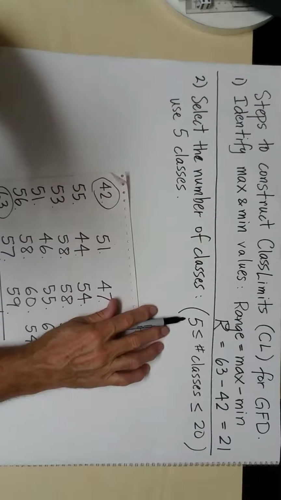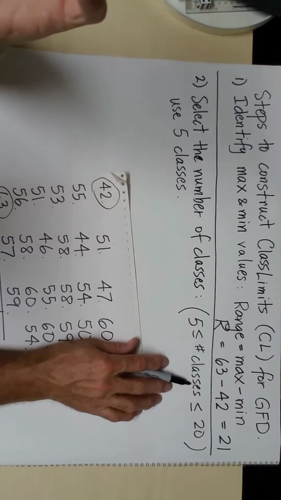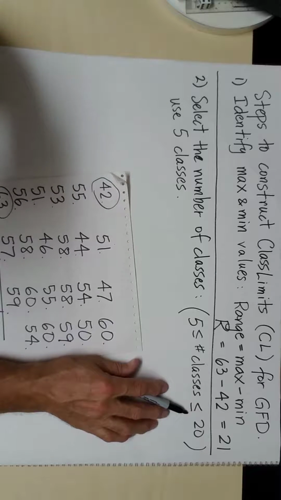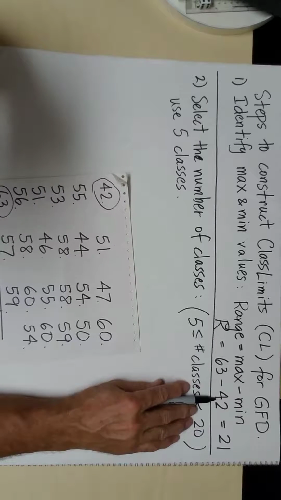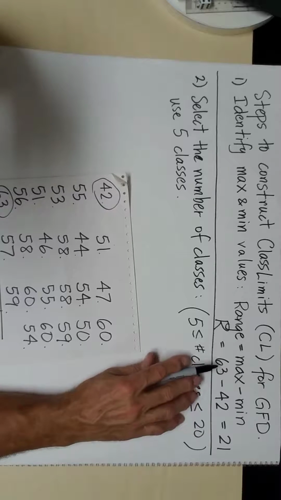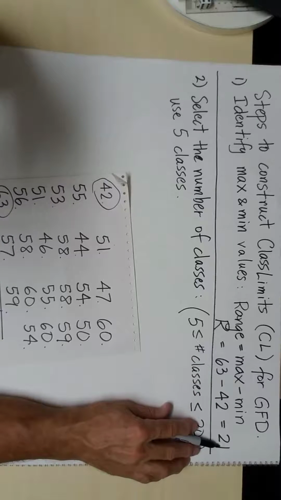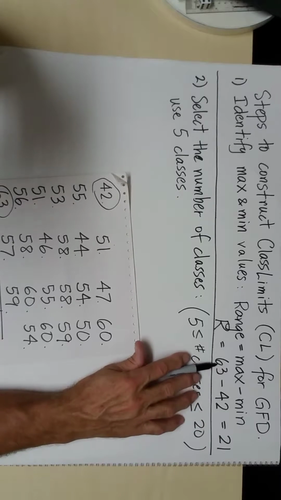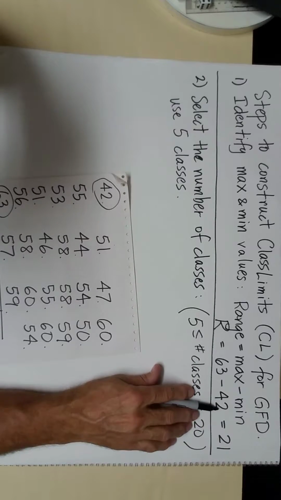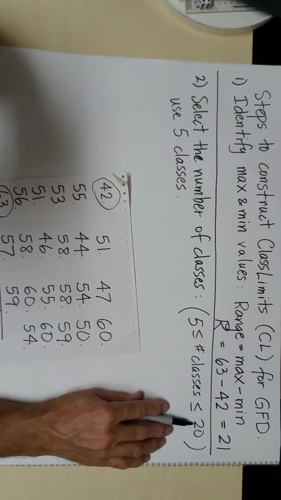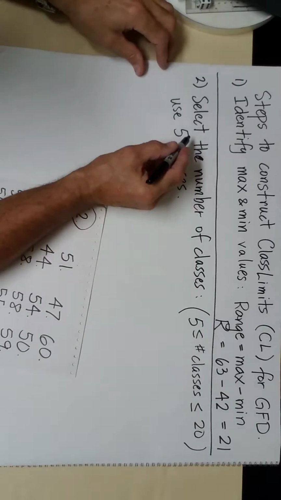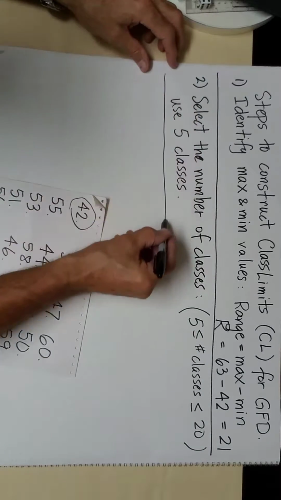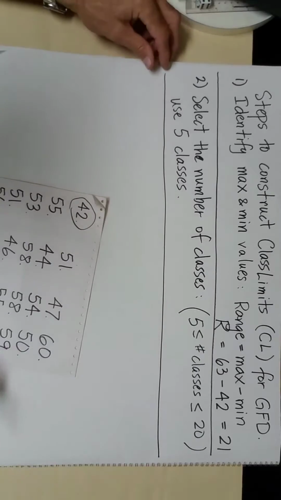6 classes would not be wrong. 8 classes would not be wrong. 15 classes would probably be too many. Make sure you understand what this represents. Between the minimum of 42 and the maximum of 63, you have 21 numbers, so in reality there are 22 different numbers in your data set. You really don't want 20 different classes because you'd only have about 1 number per class. So we're going to use 5. There's nothing magic about 5. That's just what we're going to use.